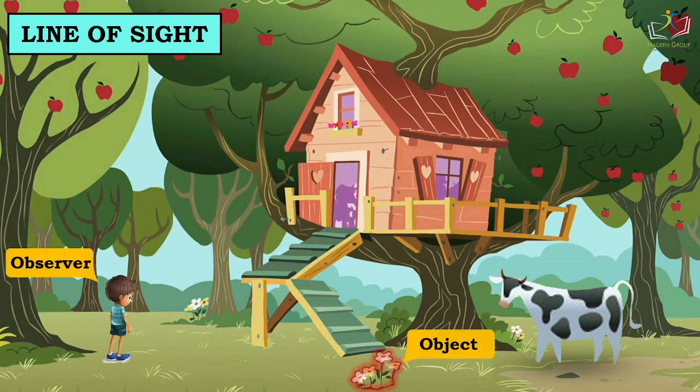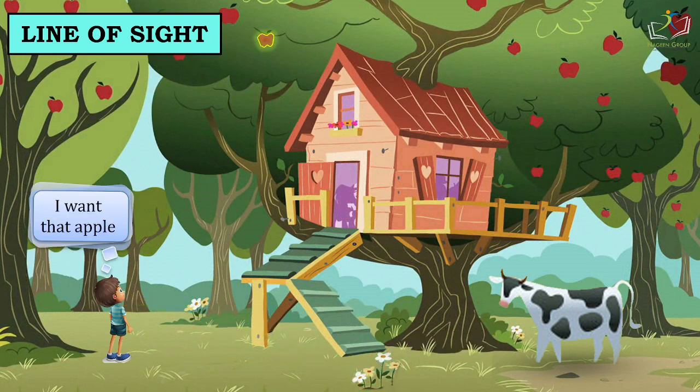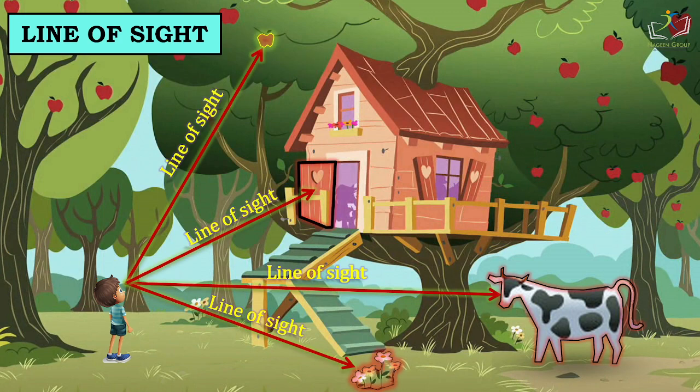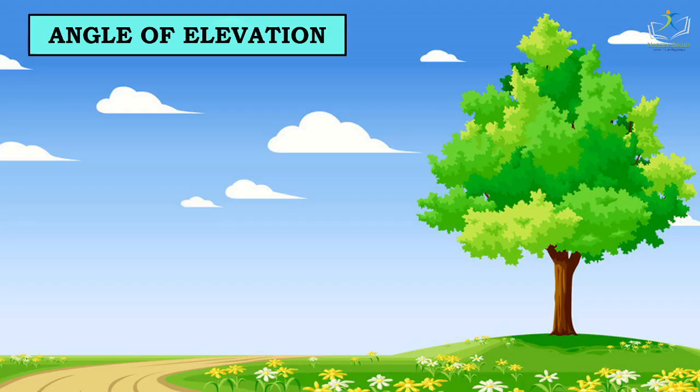These are the flowers. Observer to the object. So what did we call this? We called it line of sight. Absolutely right. Clear? So you observed three objects: cow, door, and flower. I want the apple. Now I want that apple. So observer with the object, this line we called line of sight. These all objects when we observe, we call the line line of sight.